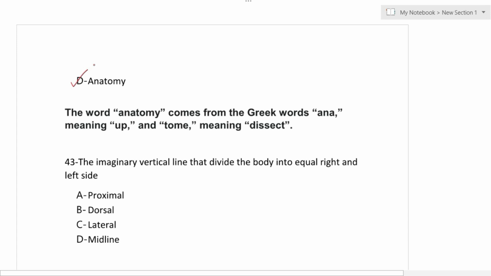Question number 43. The imaginary vertical line that divides the body into equal right and left half. It's an imaginary vertical plane that divides the body into equal right and left side. Option A, proximal. Option B, dorsal. Option C, lateral. Option D, midline.